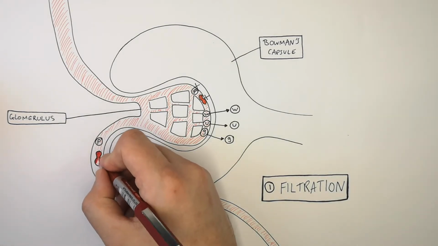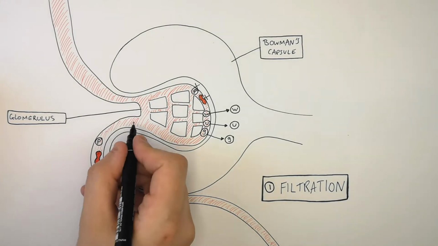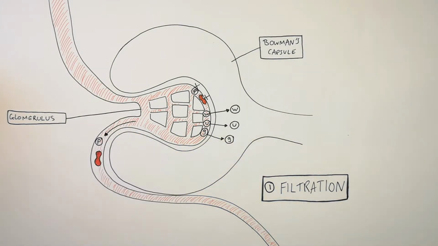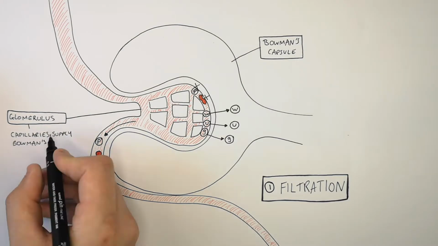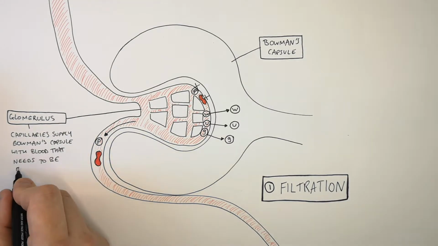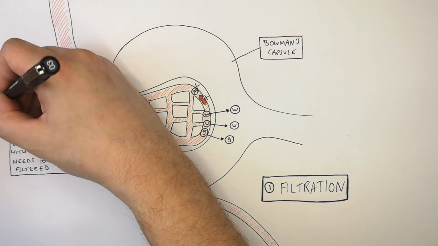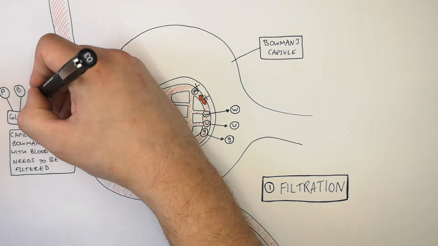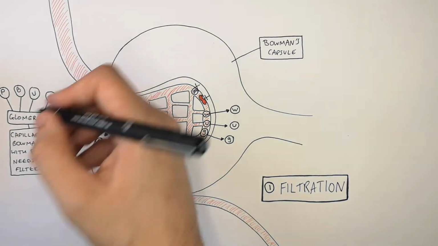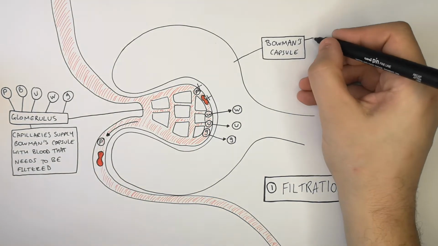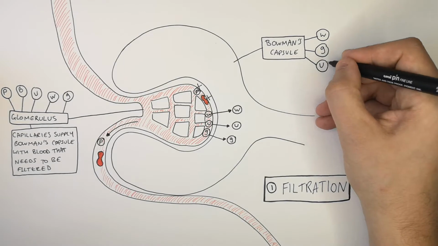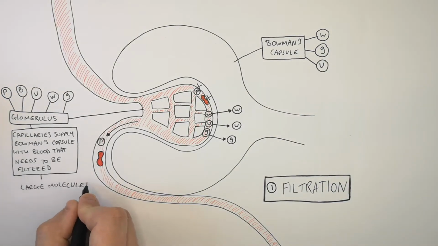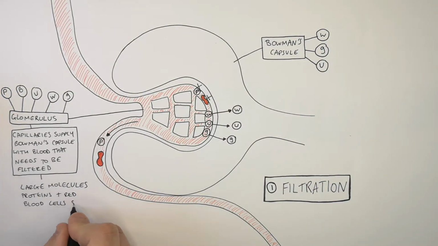So remember, proteins and red blood cells remain inside the capillaries. The glomerulus are capillaries that supply the Bowman's capsule with blood that needs to be filtered. And this blood contains proteins, blood cells, urea, water, and glucose. Inside the Bowman's capsule, you're going to find water, glucose, and urea from the blood that has been filtered. Because large molecules, such as proteins and red blood cells, stay in the blood. They do not enter the nephron.